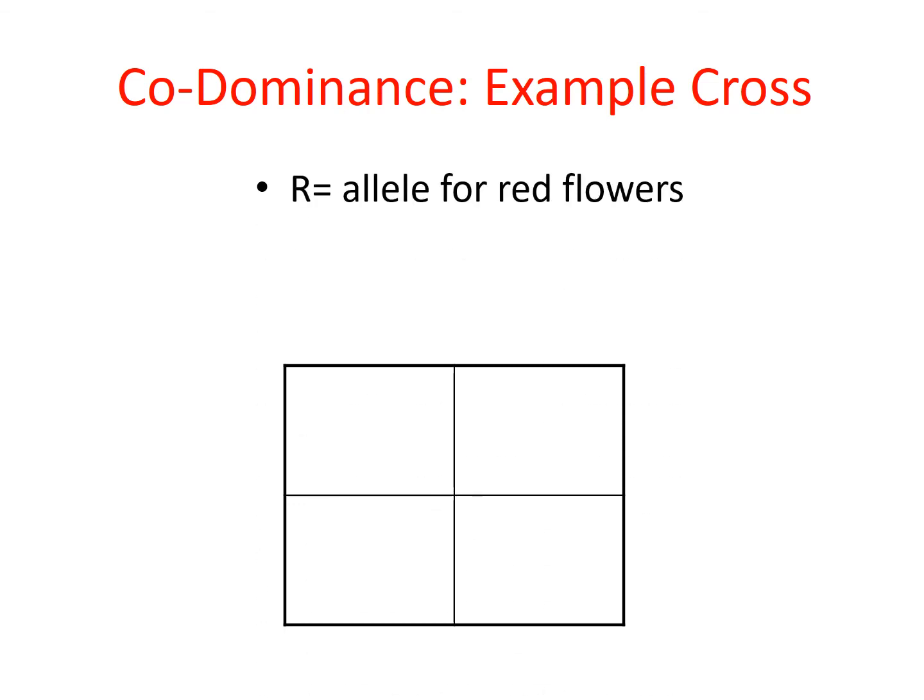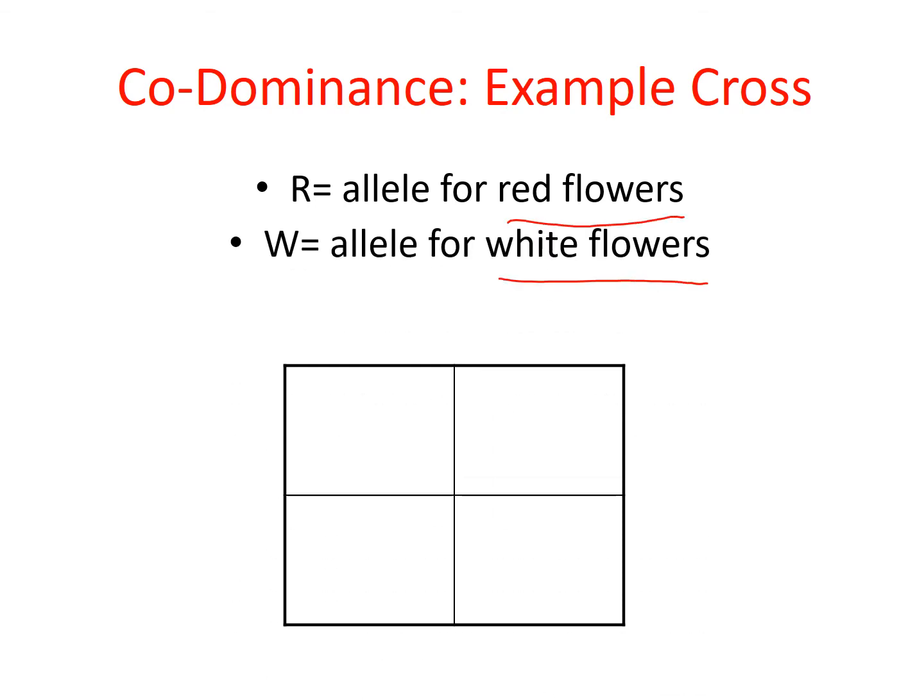So we have here, the R is for red flowers, okay? And then we have a W for white flowers. Now, of course, I showed you in the regular Punnett squares that this could just be a dominant and a recessive, but both of these are dominant alleles. So red is dominant and then white is dominant.